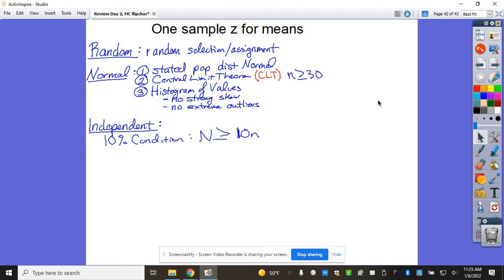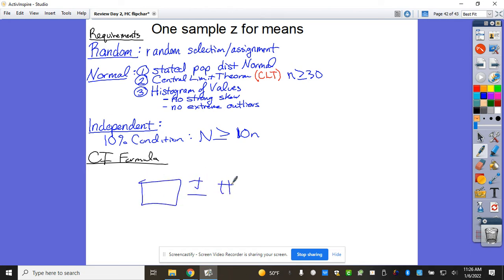Alright, so the whole first section of the requirements is just what your conditions are. The next section is if we're doing a confidence interval, what's our equation? So with means, don't write what I'm writing. This is always your formula for confidence interval.